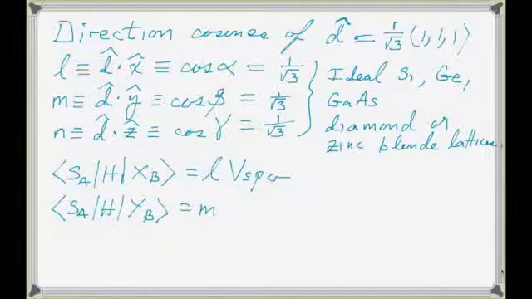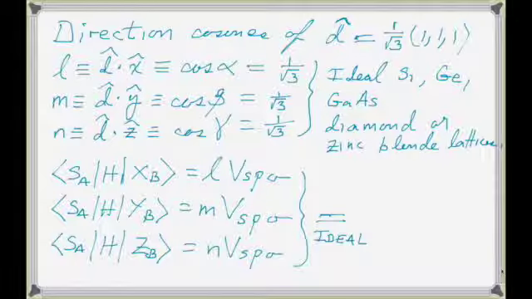And this is kind of trivial because l, m, and n are all the same for the ideal crystal, and they would only differ if you strain the crystal. For ideal, unstrained, it is just your 1 over root 3.